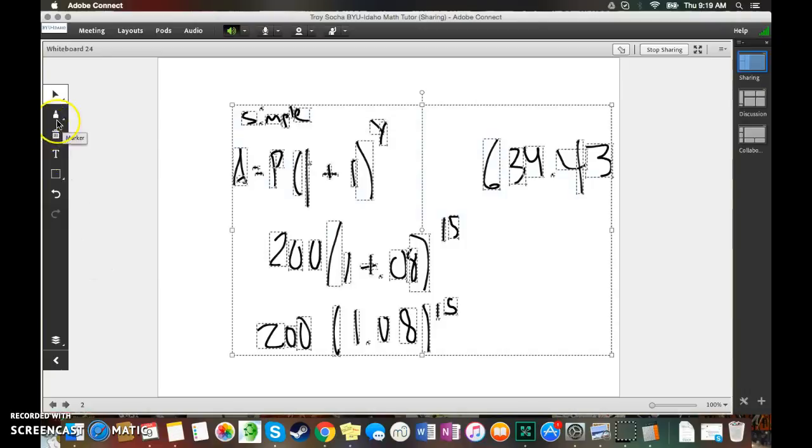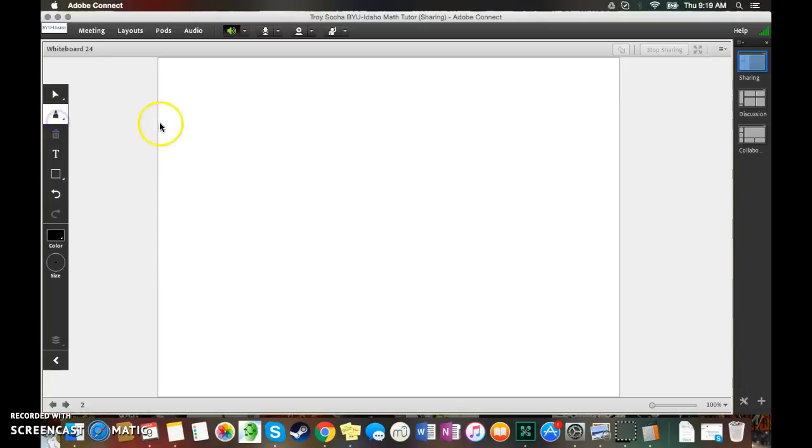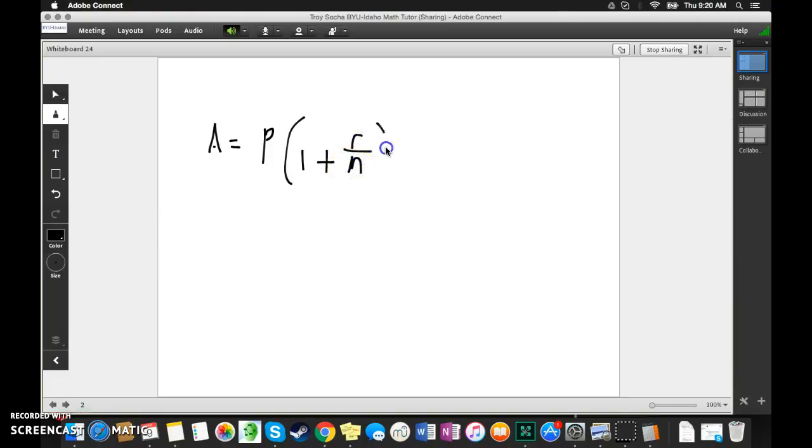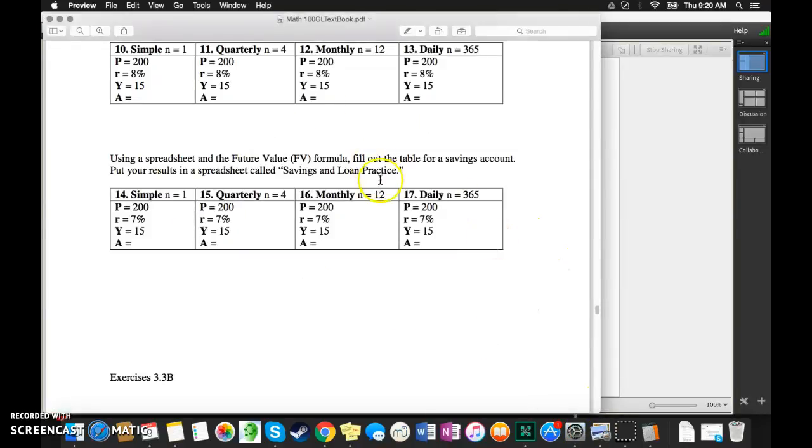Compounding interest formula is A equals P times (1 plus R over N) to the N times Y. Alright, so how would we use this formula? Let's look in the book.